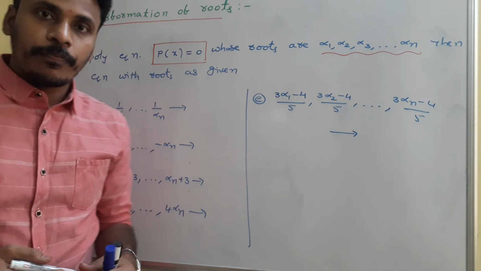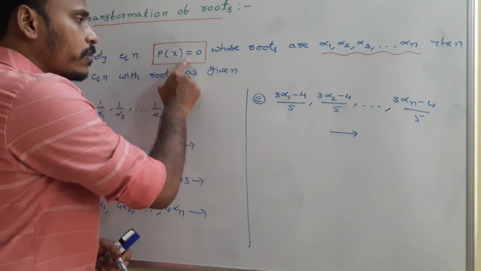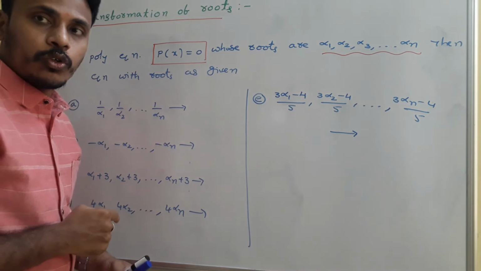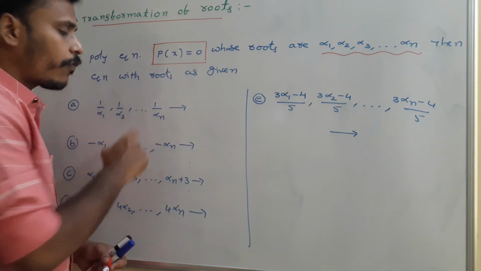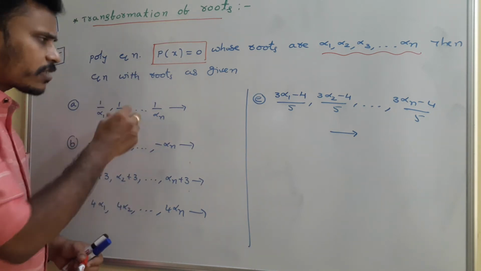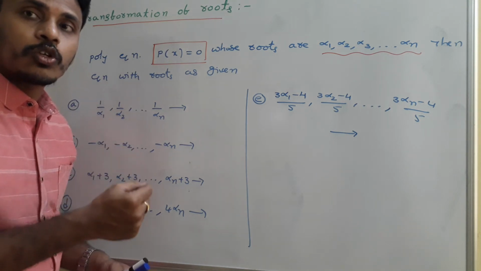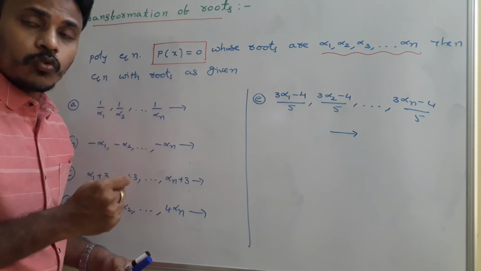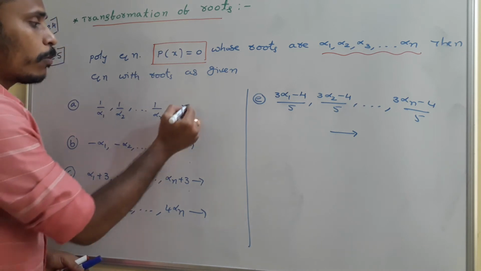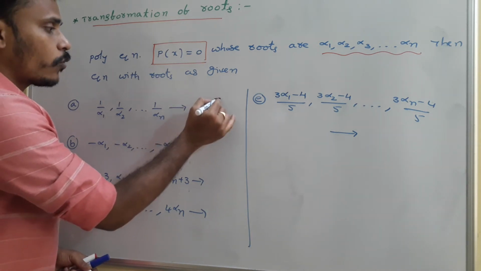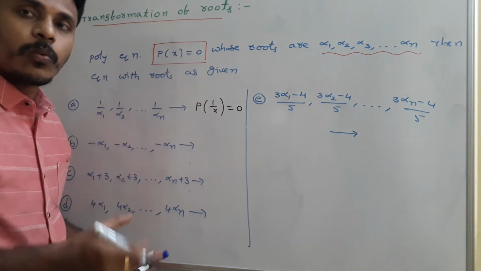Just look at the first problem. See, 1 by alpha 1, 1 by alpha 2 and so on 1 by alpha n. See, this p of x equals 0 is the equation having those roots. And now what will be the equation having roots 1 by alpha 1, 1 by alpha 2 and so on 1 by alpha n? Just simply, as we discussed earlier, take 1 by alpha 1 equals x, so alpha 1 equals 1 by x. Since alpha 1 equals 1 by x, you need to replace x with 1 by x. So your answer for this problem is simply p of 1 by x equals 0.